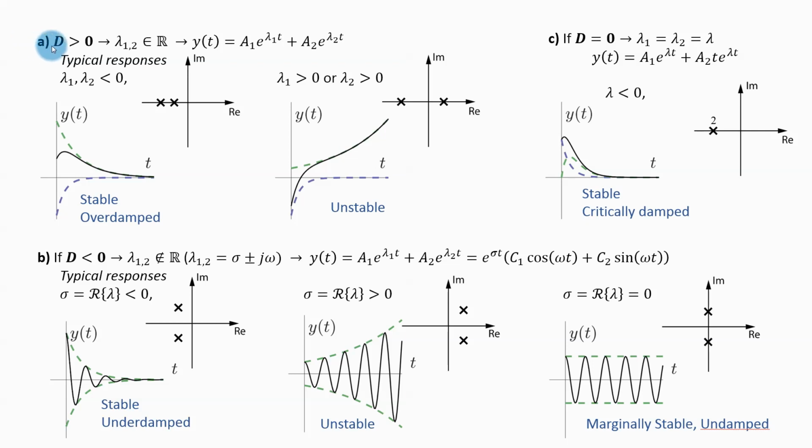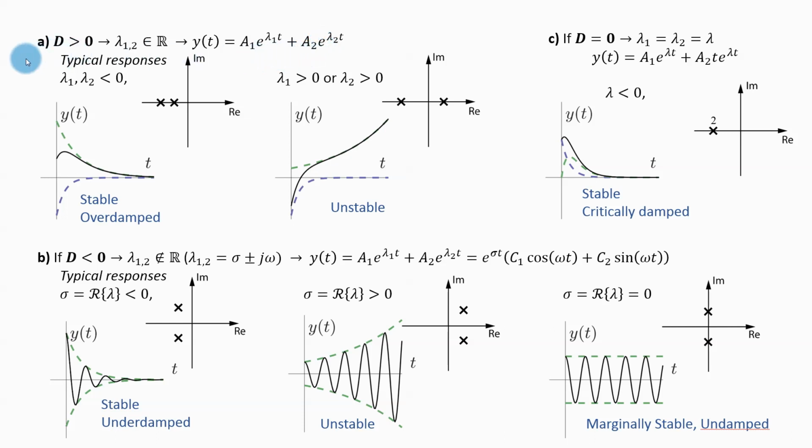If the discriminant of your characteristic equation is positive, you get two real roots, in which case the general solution will have this form. These coefficients a1 and a2 you can find from the initial conditions. So the response of your system will be given by the sum of two real exponentials, and you can essentially get two types of behavior.